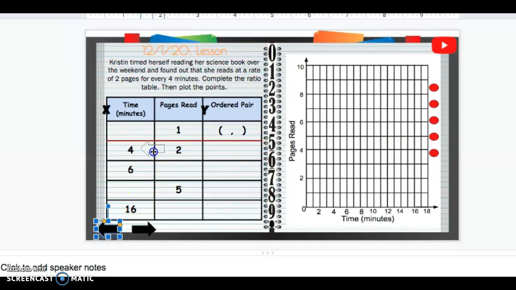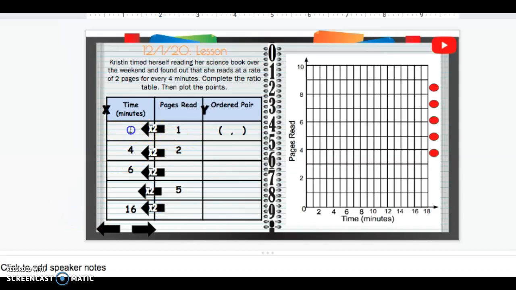Well, how did I get to 2 to 4? Well, I times it by 2. So that pattern has to go all the way through your chart. All right, you have to put times 2 all the way through. Because when you're filling out a table, there's a pattern in it, and you have to determine it, and it has to go all the way through.